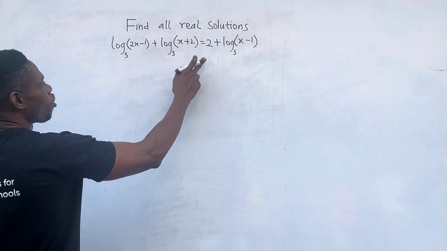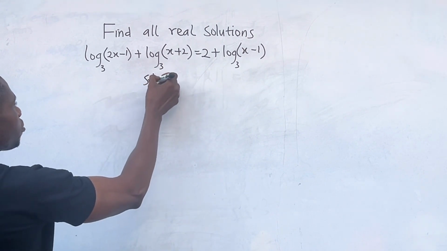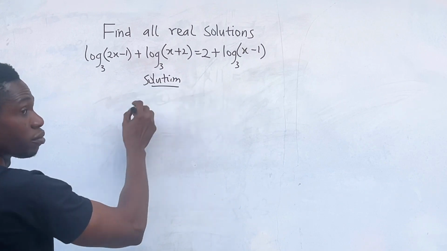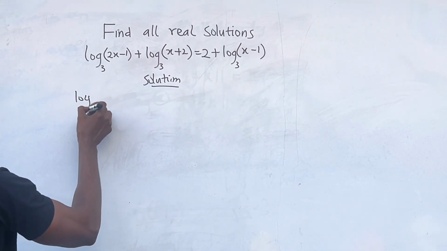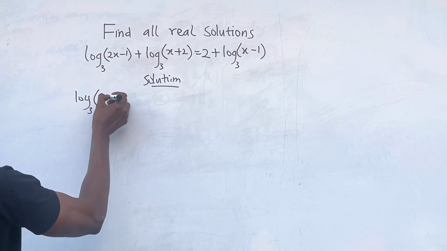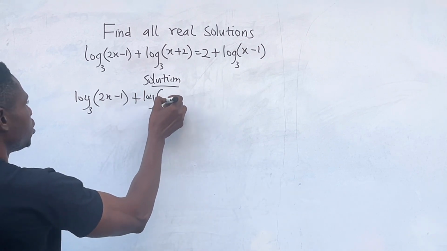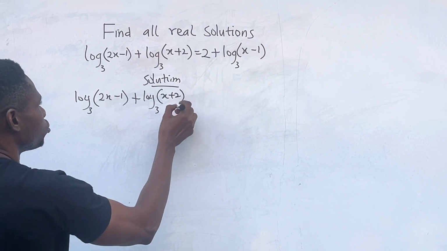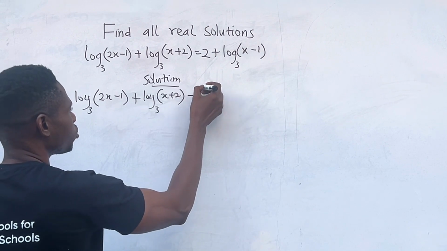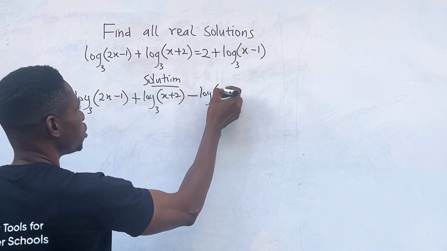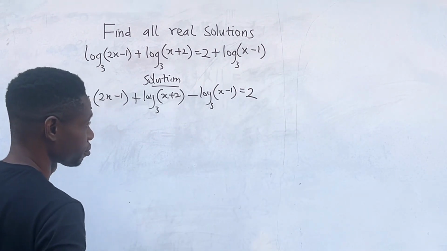So let's bring all involving log to one side. So we'll have log to base 3 of 2x minus 1 plus log to base 3 of x plus 2. So let's bring this log to this side. So we'll have minus log to base 3 of x minus 1 equal to 2.